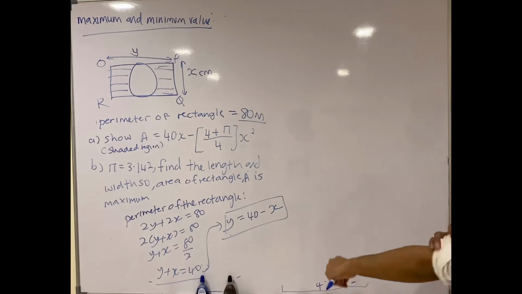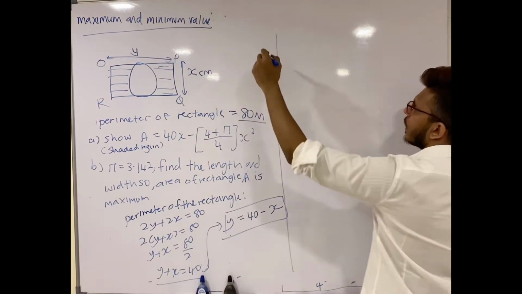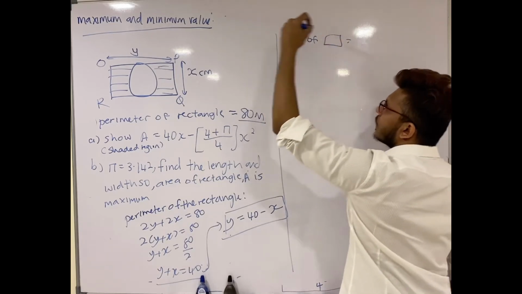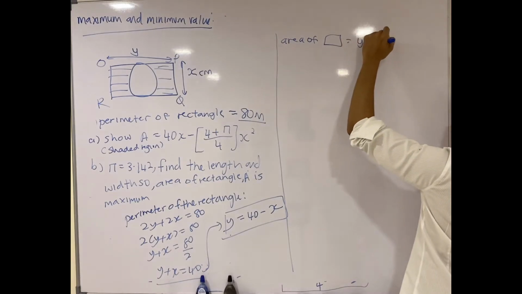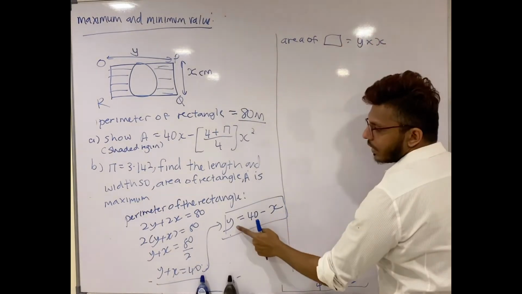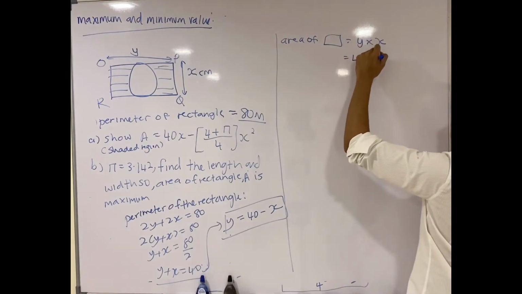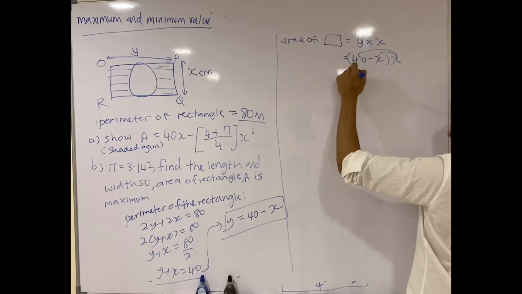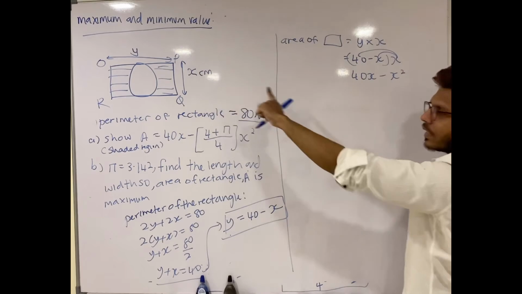You want to find the shaded region. Now, first, let's find the area of the rectangle. That is going to be y times x. See, now we saw y is equal to 40 minus x. I'm going to substitute that into this. So 40 minus x times x. Expand that. 40x minus x squared. This is the area of the entire rectangle.